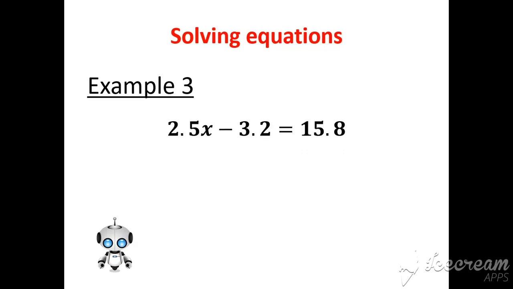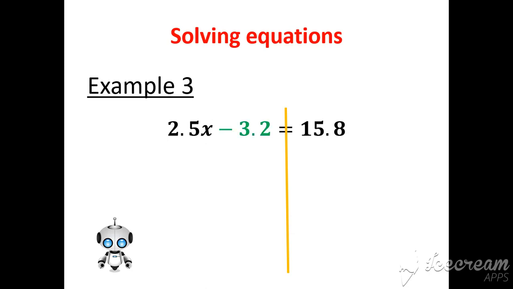All right, our third and last example is this one here. We're going to solve it with exactly the same technique. But again, we're trying to show you that if you are just desperate to guess an answer, you're going to be here for some time. So 2.5 times some number x minus 3.2 has to give us 15.8.